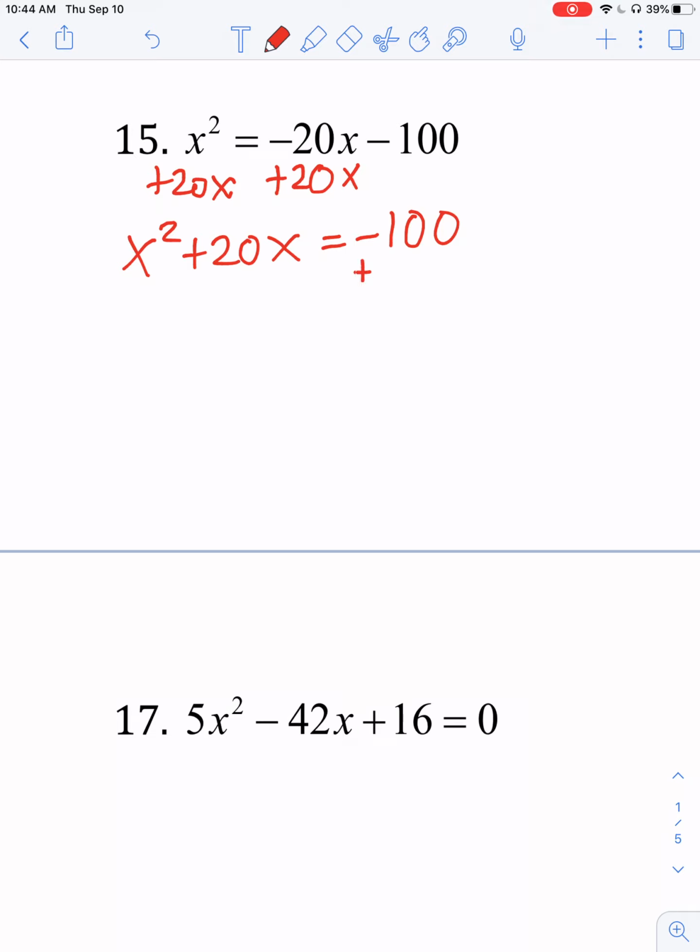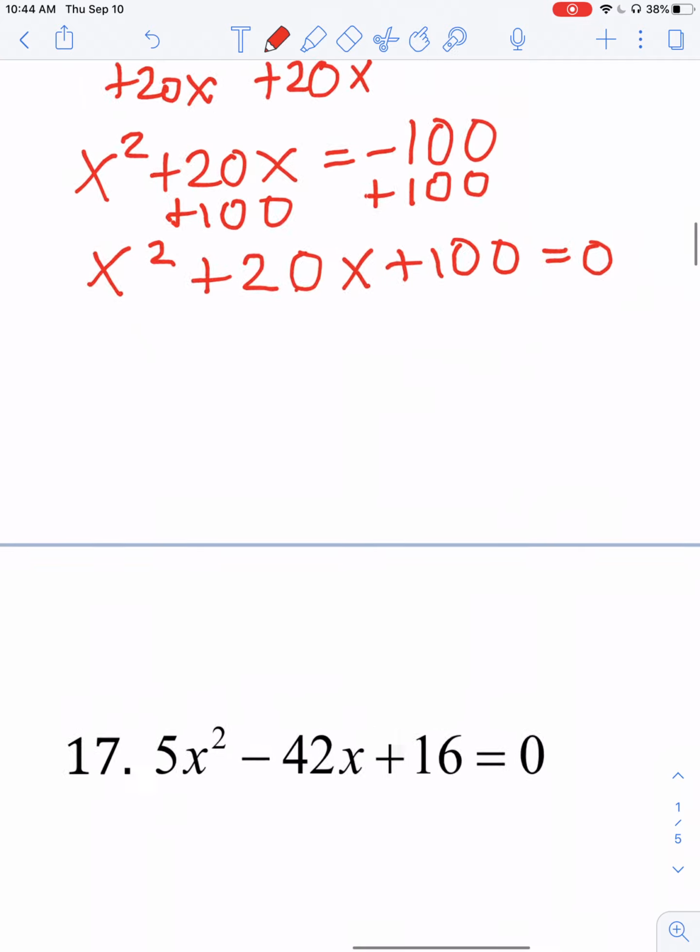And now I'll add 100 to both sides. And again, I decided to move these over to the left so that I could keep x squared positive. Otherwise, you'd have to take other steps to try to make it positive. And now it's equal to 0, and I've written it in standard form.